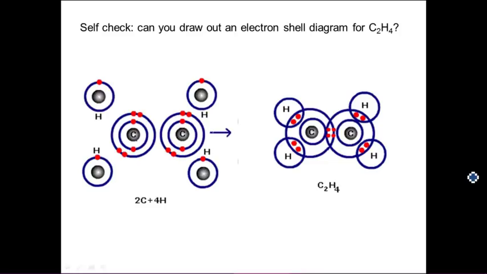So when you're drawing a molecule, you always have to have all of the electrons accounted for. You can't leave any hanging off. Okay, so if we tried to do a carbon-carbon single bond here, it just wouldn't work out properly.